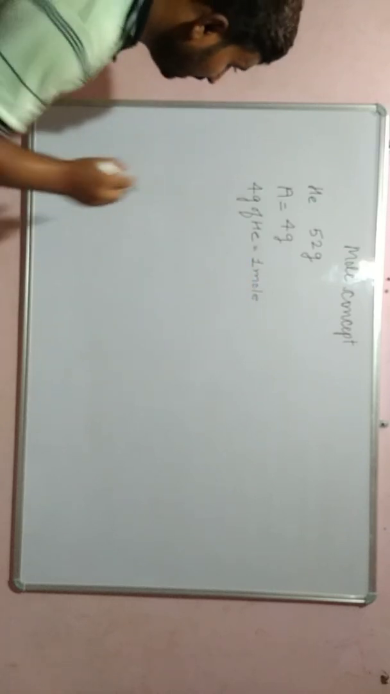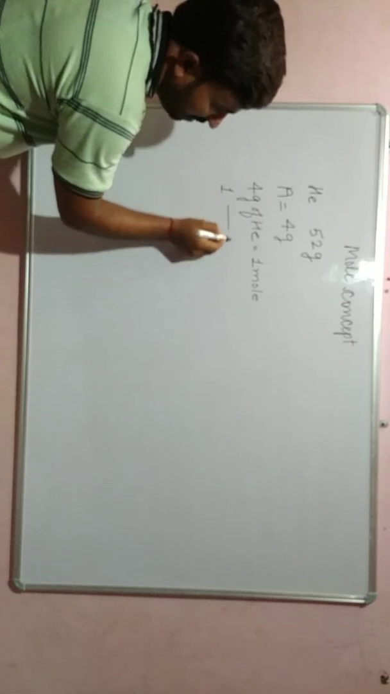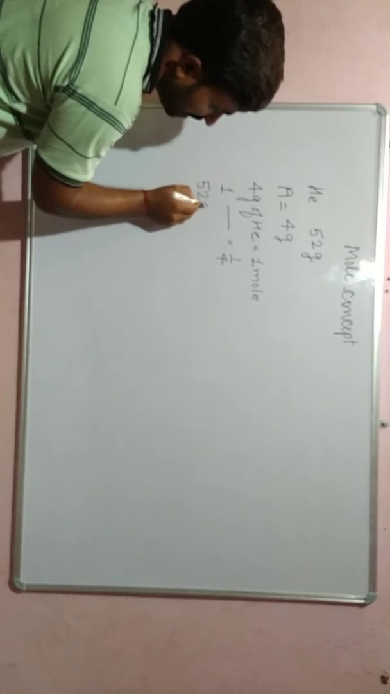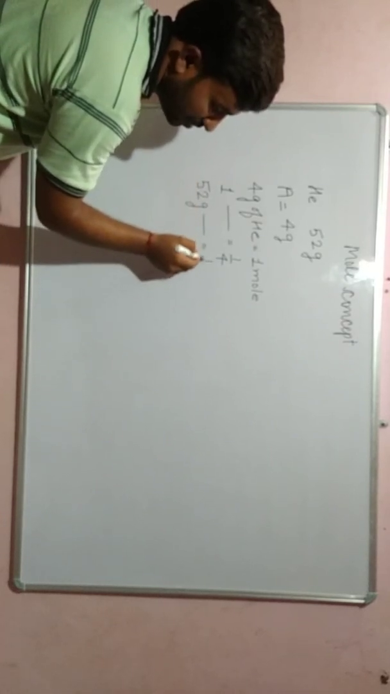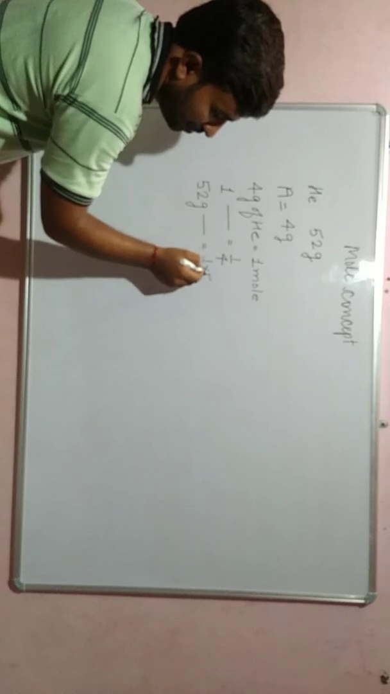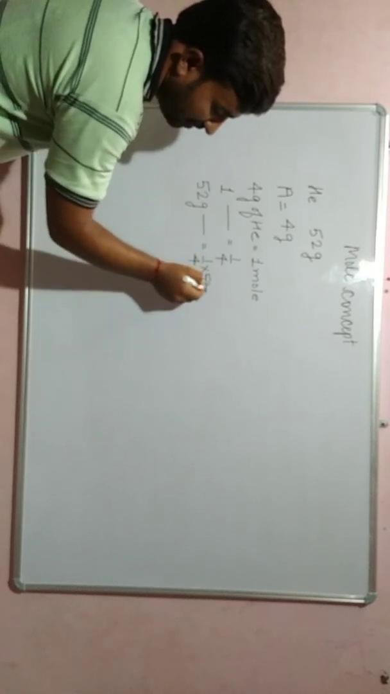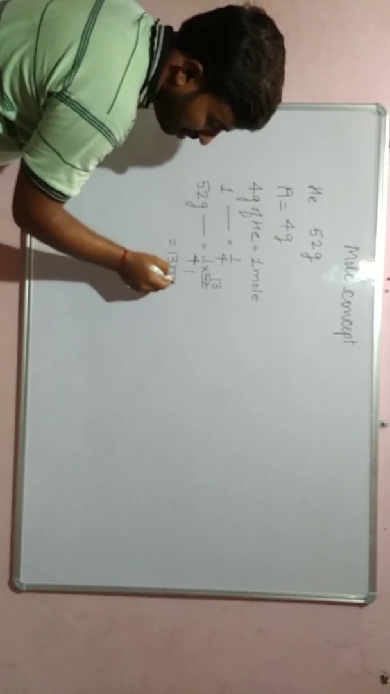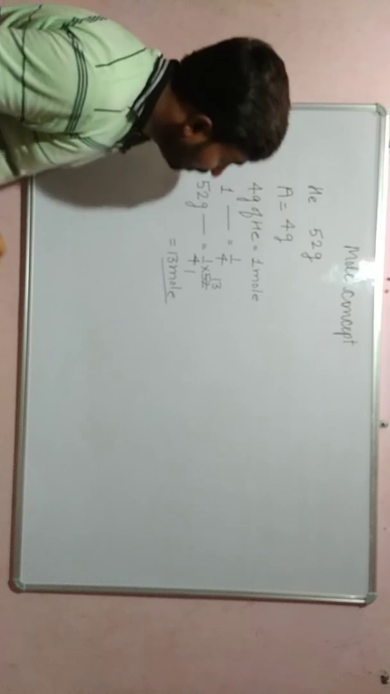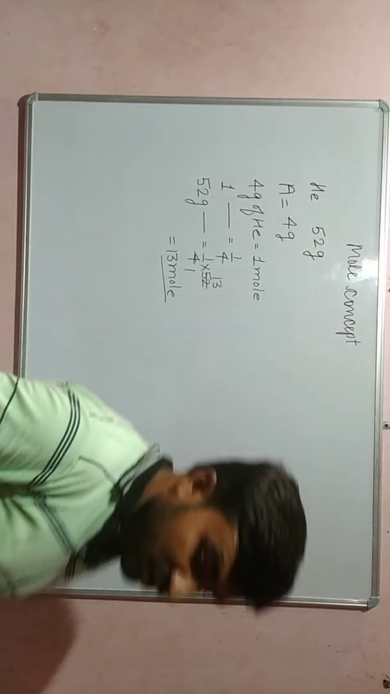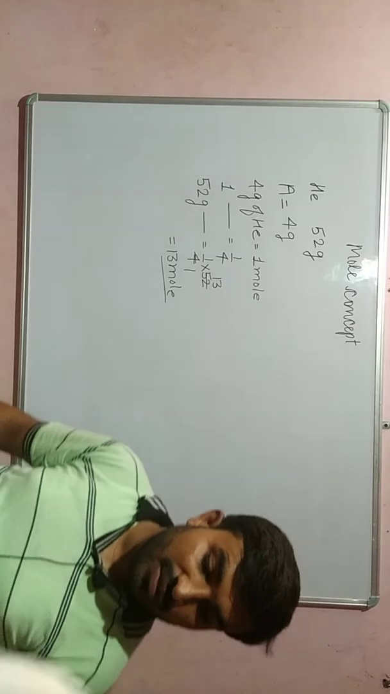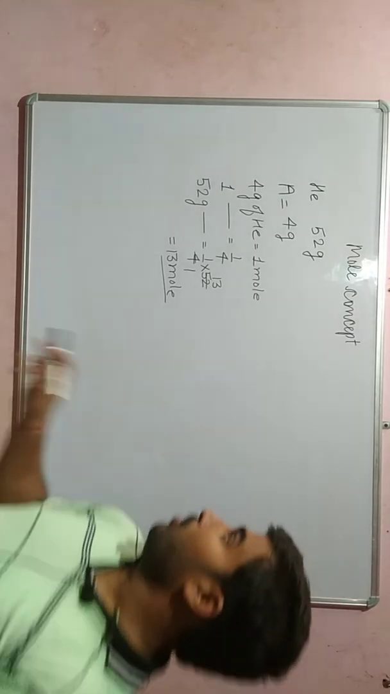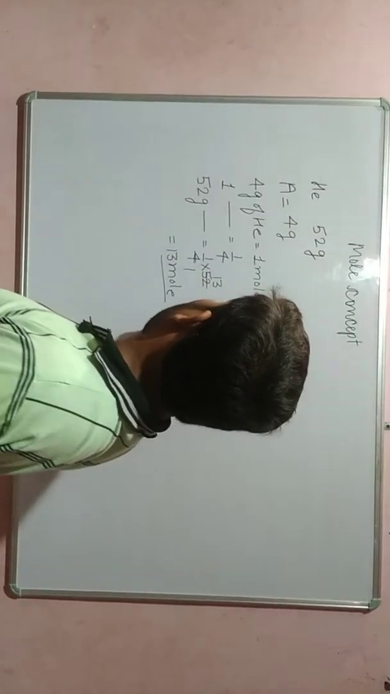And 1 gram of helium atom is equal to 1 divided by 4, and 52 gram of helium atom is equal to 1 divided by 4 into 52. 4 1 is 4 and 13 4 is 52. It means 13 moles are there in 52 grams of helium atom. 52 grams of helium atom have 13 moles.